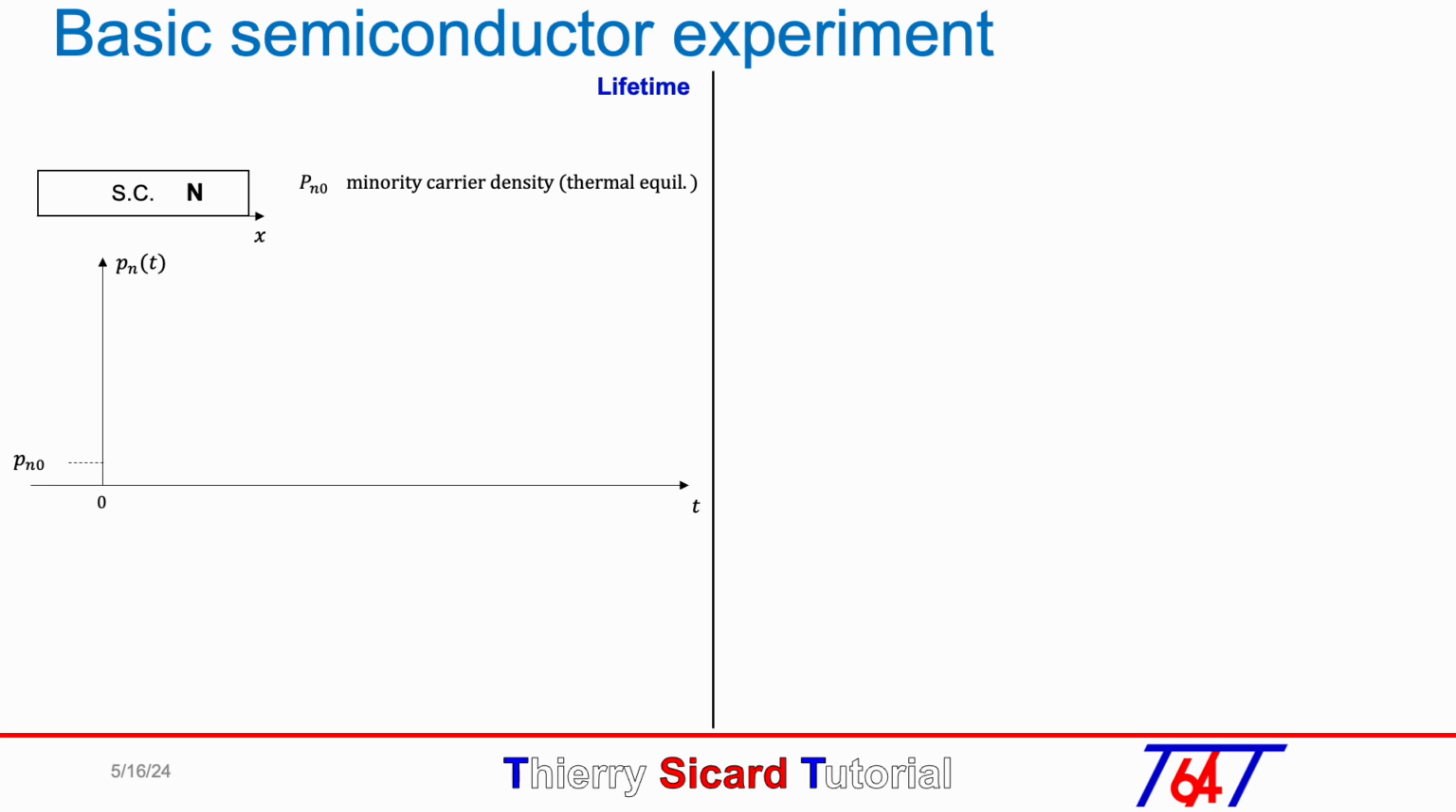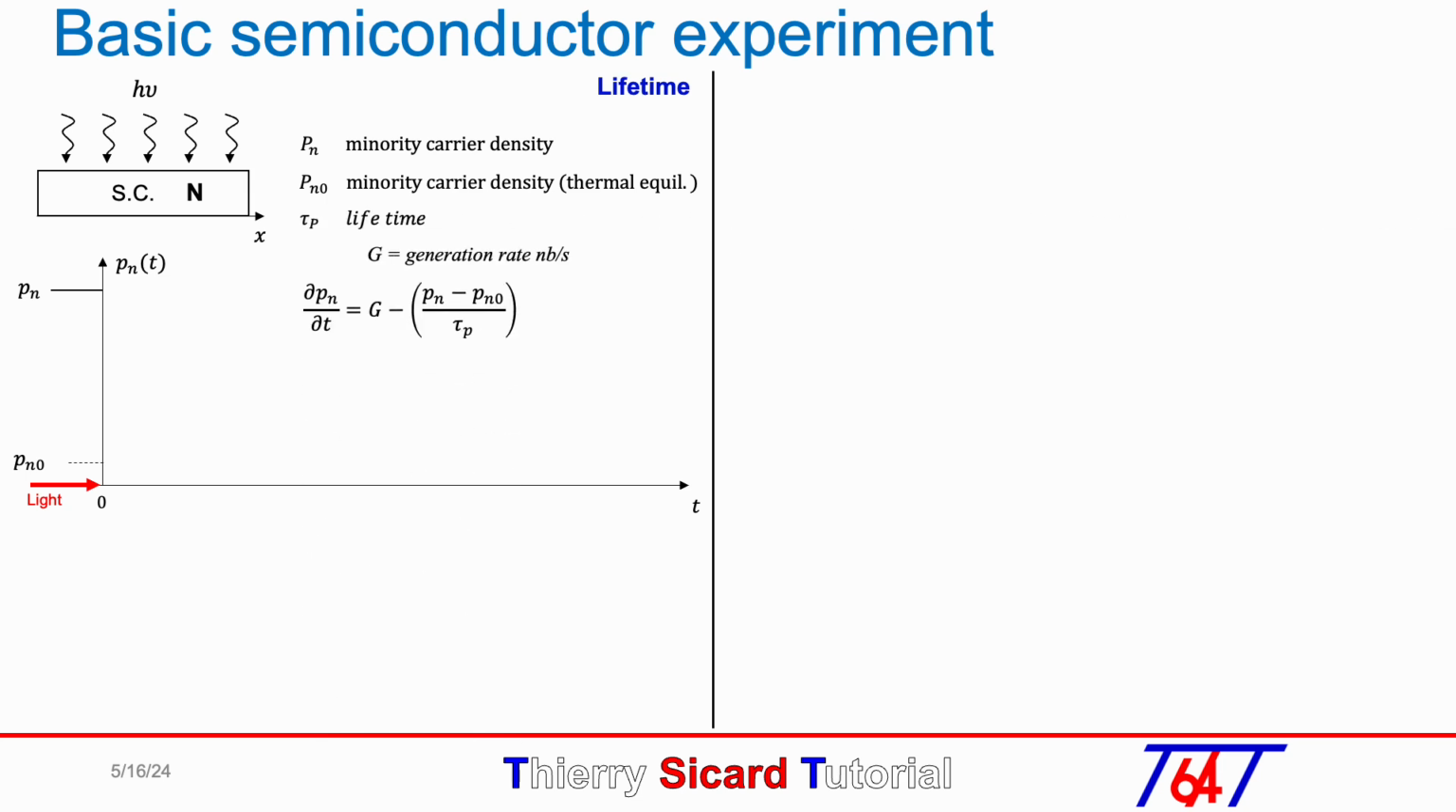If the semiconductor receives photon energy higher than the band gap energy of 1.2 electron volt for silicon, electrons get energy to jump into the conduction band, creating holes in the valence band. So the hole minority carrier concentration increases from Pn0 to Pn. During the continuous light, the generation G is constant and the hole concentration variation dPn over dt is constant too. From this equation, we get that G times tau p equals Pn minus Pn0.